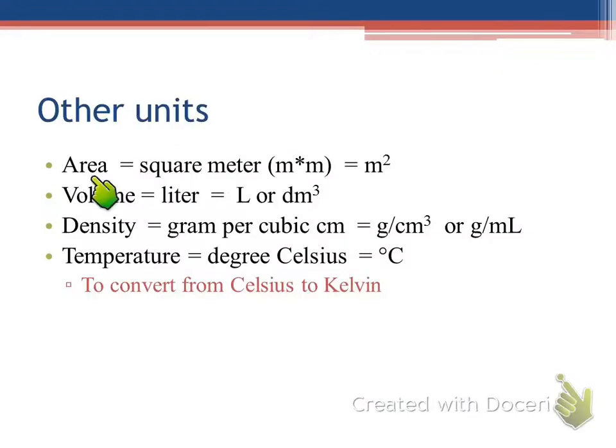So we might measure area in meters squared. Volume, we already talked about, was the liter or the cubic decimeter. We don't use those a whole lot. Density is grams per cubic centimeter or grams per milliliter. These two are the same thing. A milliliter and a cubic centimeter are the same thing.